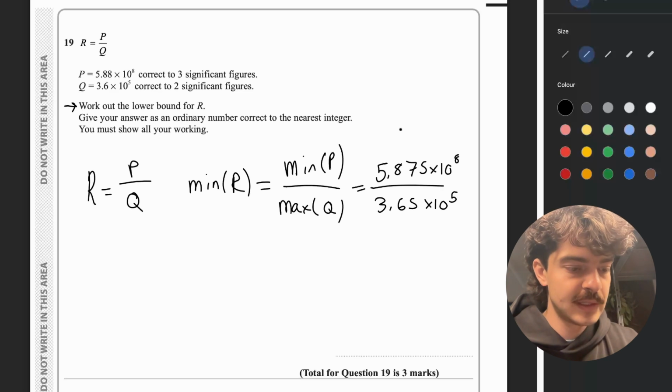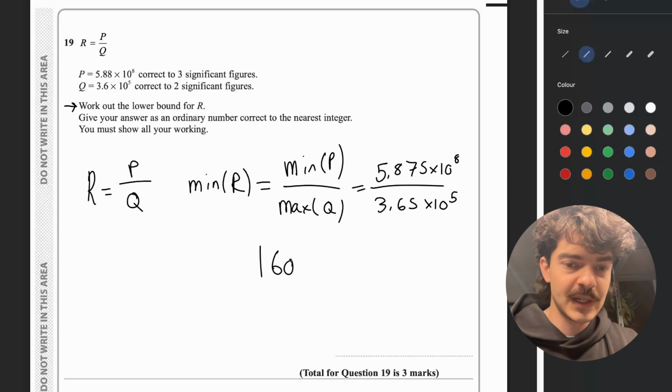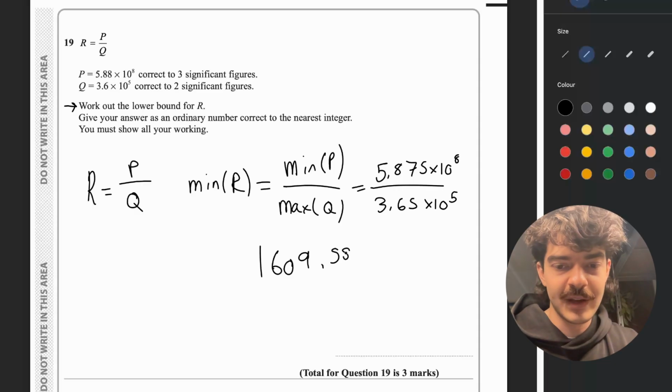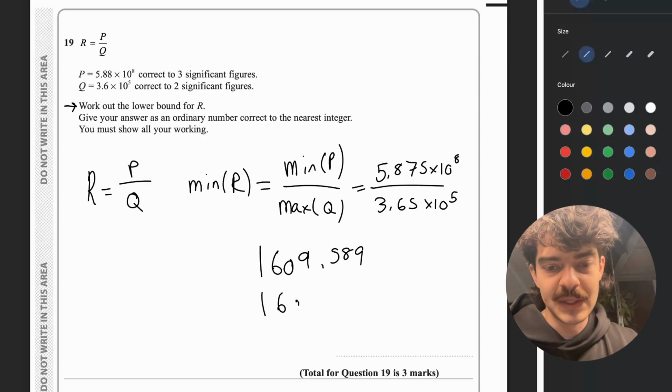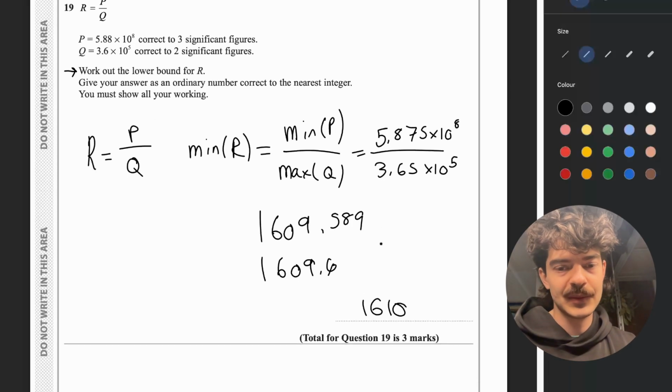So times 10 to the 5. Does it want it in standard form? Give your answer as an ordinary number, to the nearest integer. So I got 1609.589, so that would be 1609.6. Oh, nearest integer, I'm being silly. So that rounds up to 1610. Nice. Fantastic. That's all going very well.